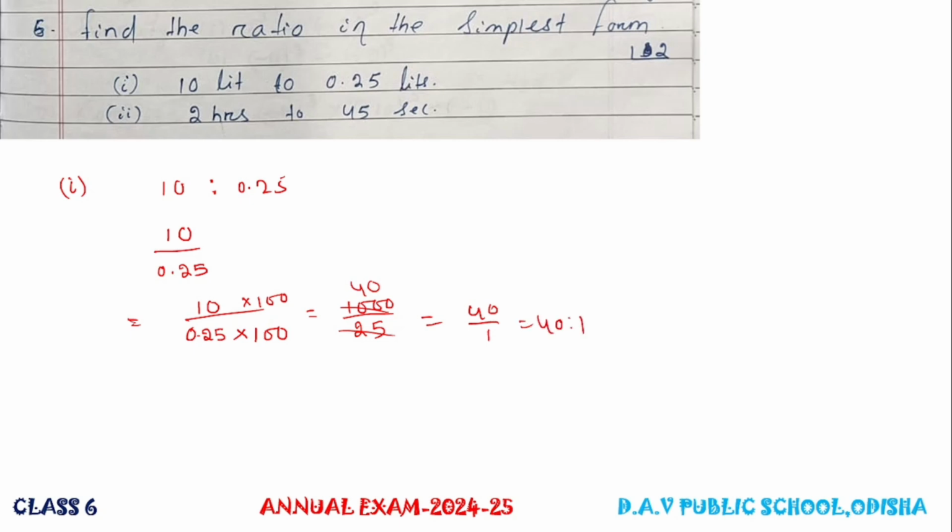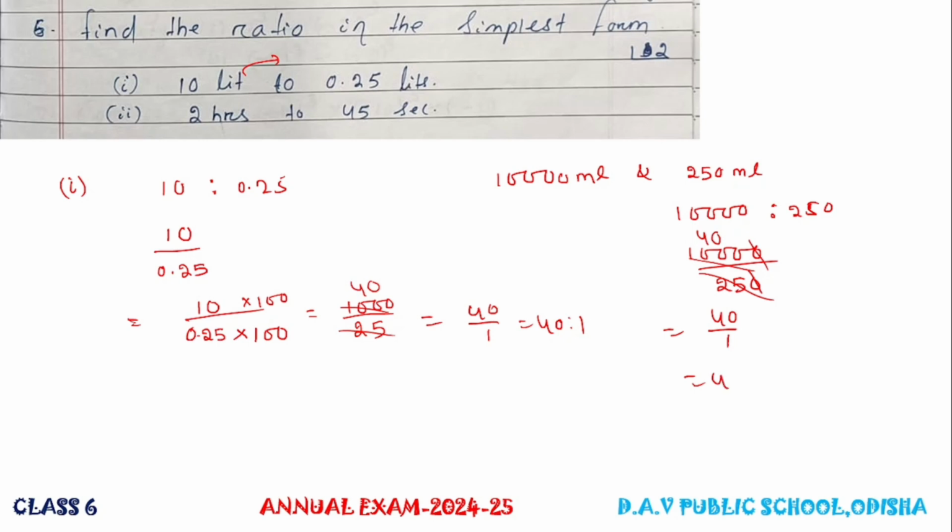Or you can solve the other method. First of all, convert into milliliter. So 10 liter, that is 1000 milliliter. Sorry, 10,000 milliliter. And here is 0.25 liter, that is 250 milliliter. Yes or no? Now write down 10,000 is to 250. Now 10,000 divided by 250. 0 0 cancel. Now 1000 by 25, again 25 times 4 is 100. 40 by 1, 40 is to 1.